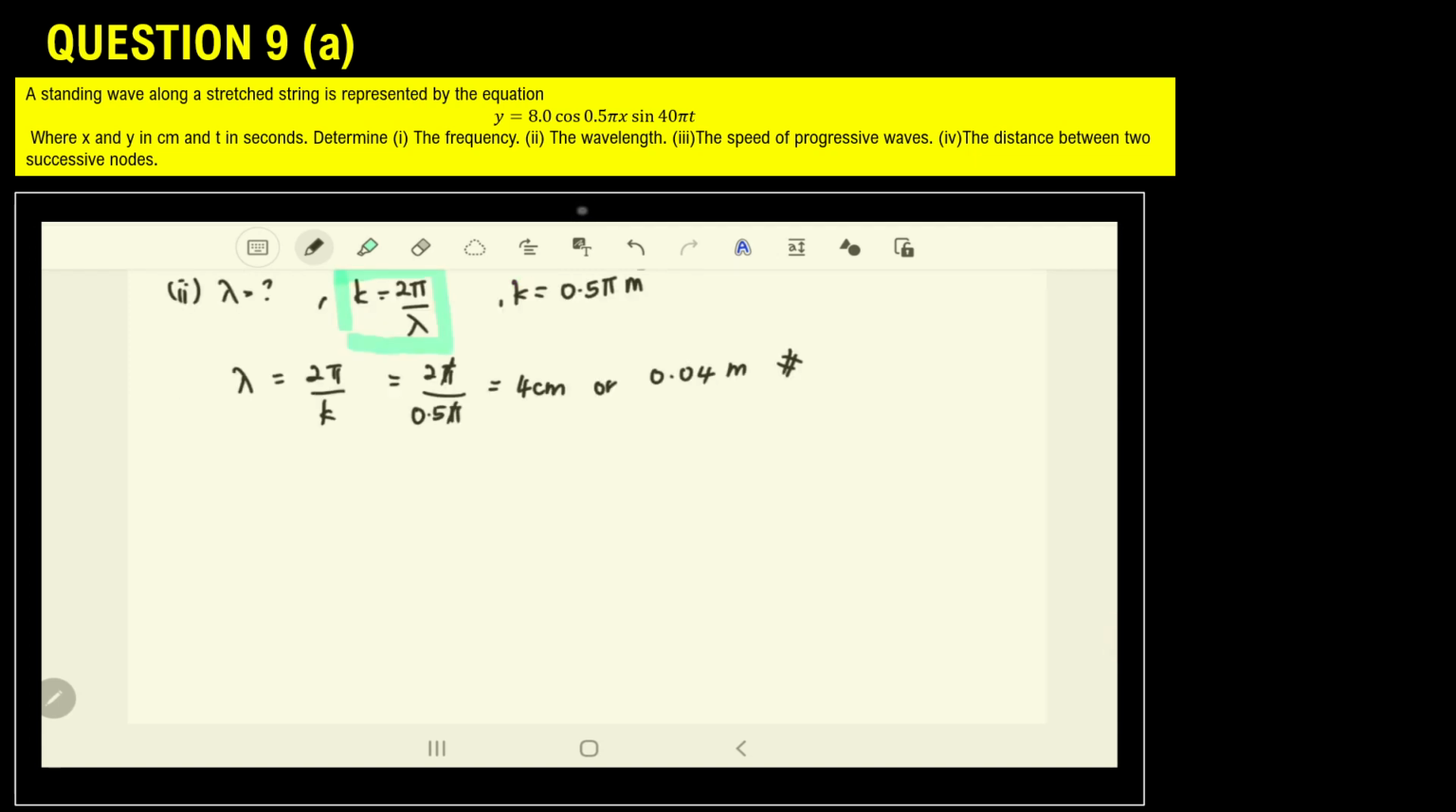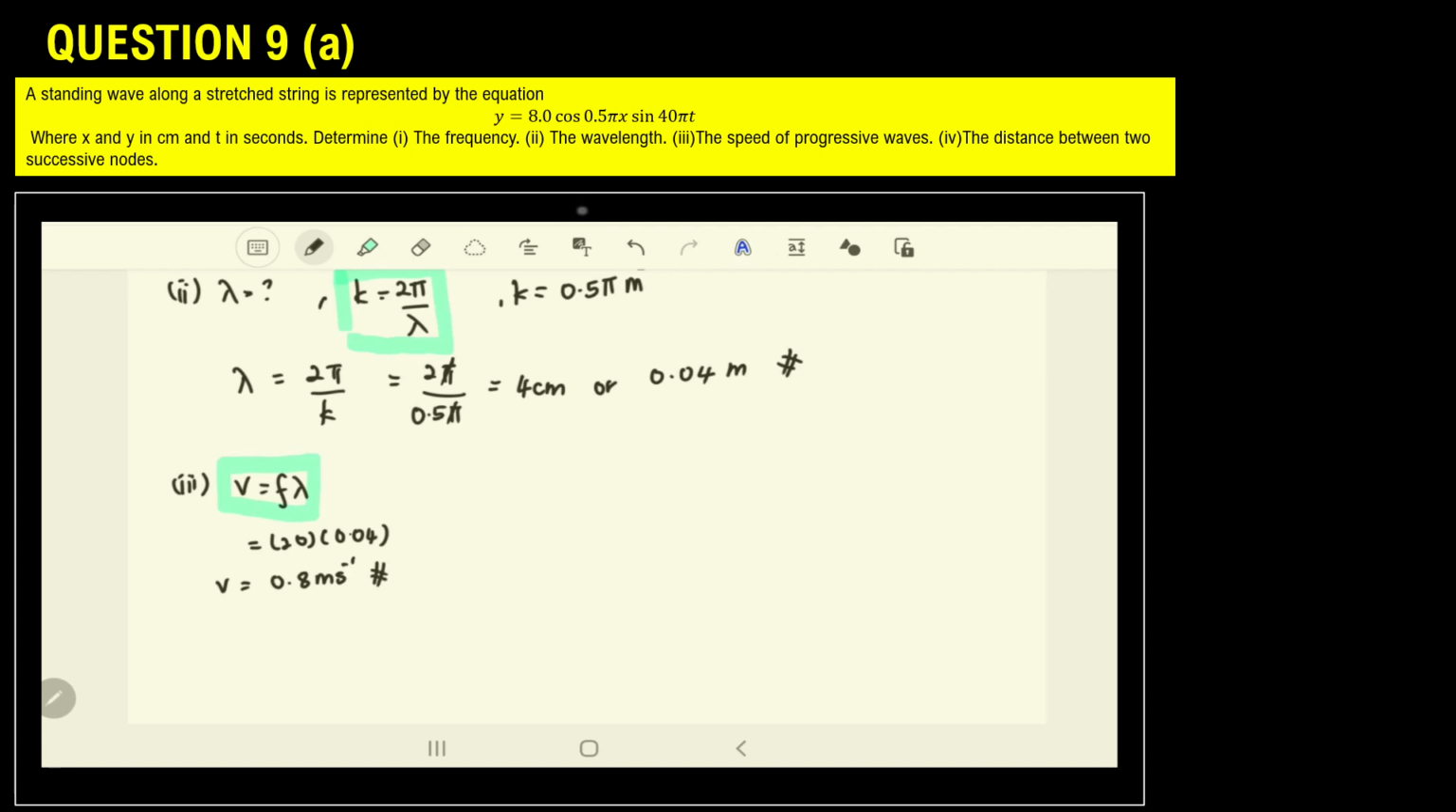And number 3, the speed of the progressive wave. So v is equal to f lambda. We can straightly substitute the value where the frequency is 20 Hertz and lambda is 0.04 meter. Therefore, v is equal to 0.8 meter per second.